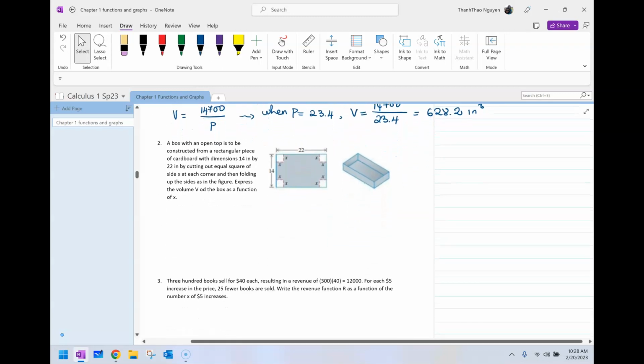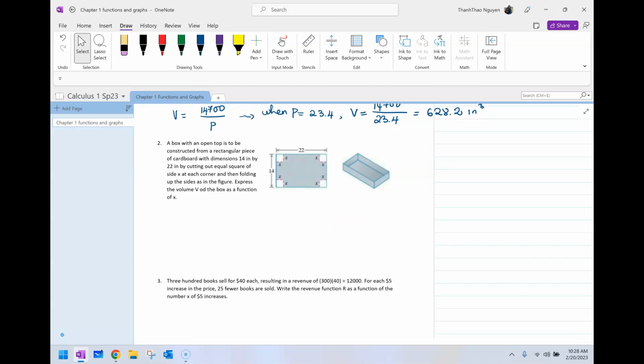A box with an open top is to be constructed from a rectangular piece of cardboard with dimensions of 14 inches by 22 inches. Cut out a square of side x at each corner. Then you fold up the sides as in the figure. Express the volume V of the box as a function of x.